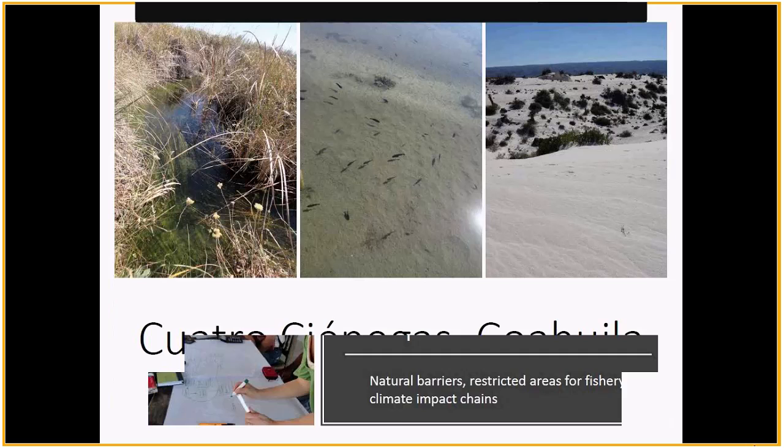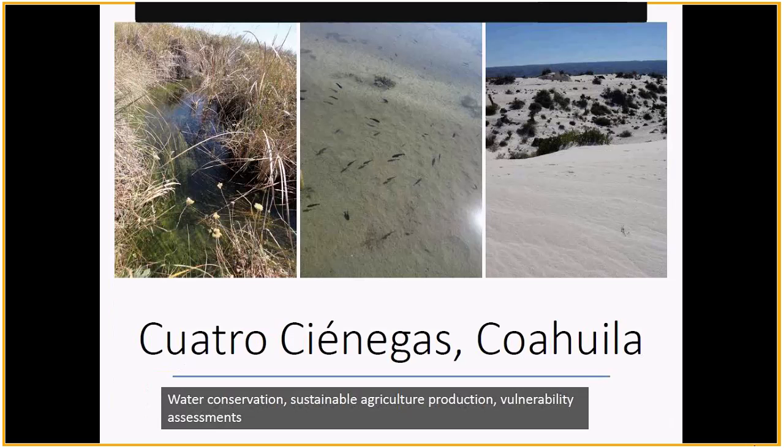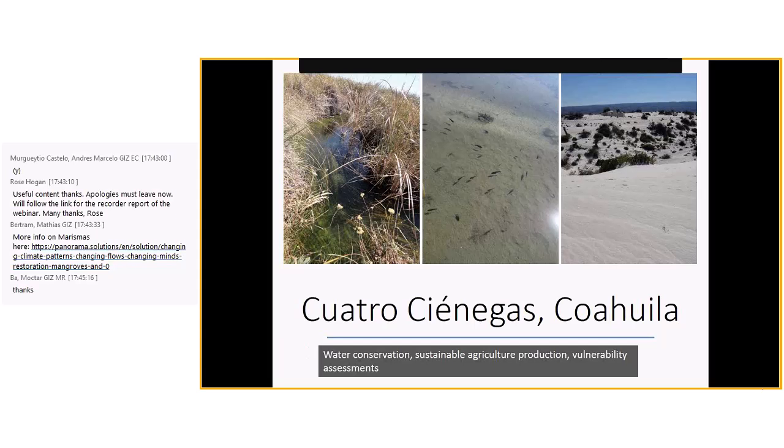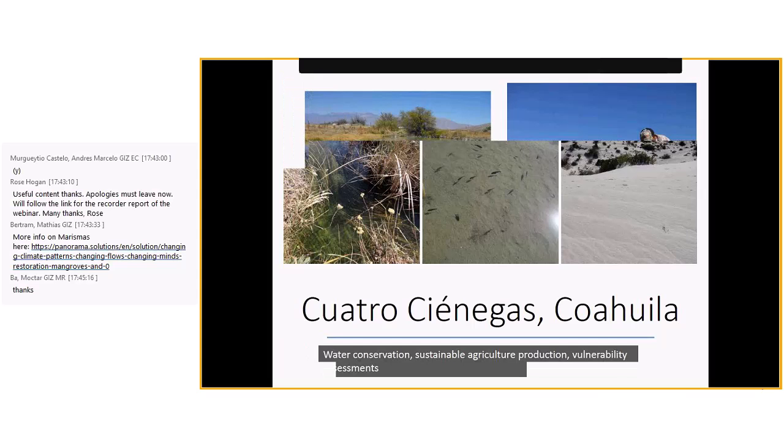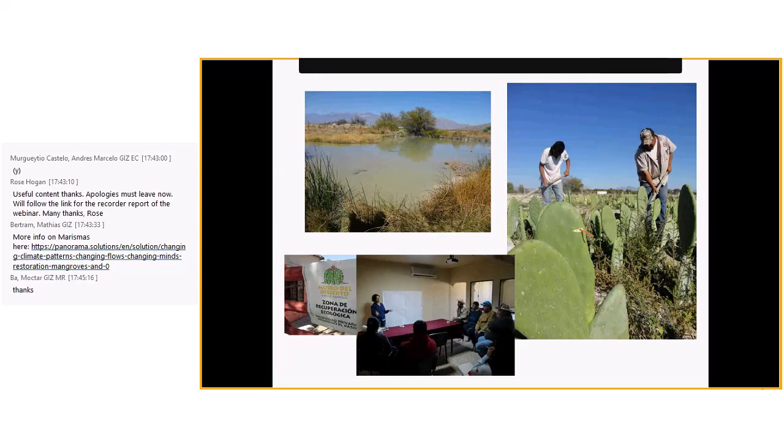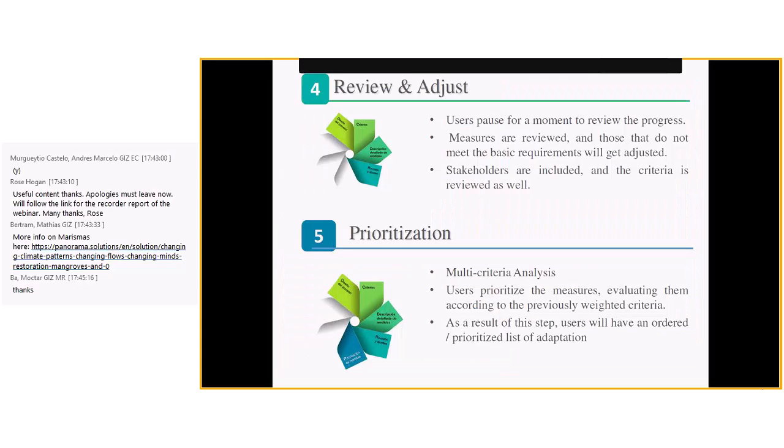It's Cuatro Ciénegas, that's in Coahuila. It's a northern state, a nearly desert landscape, and we have made some activities such as water conservation, sustainable agriculture production, and vulnerability assessment within the community. So you can see some slides here. So we can go to the next slide, the step 4.